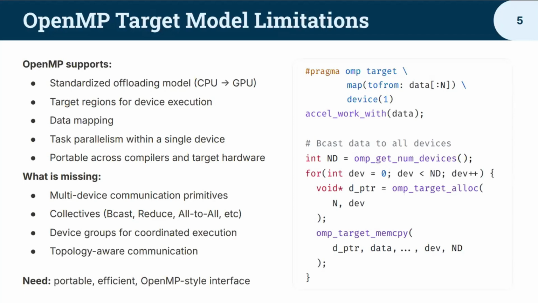In this code example, we run a kernel here that modifies this array data. And here we are doing a broadcast. So for every device that we have in this variable number of devices, we are allocating memory on the accelerators and then using OMP target memcpy to copy that data to each of those accelerators. One thing that we could do here is add a parallel for here and run this in parallel. But then again, this is going to be a broadcast. We are sending the same array data to everyone.